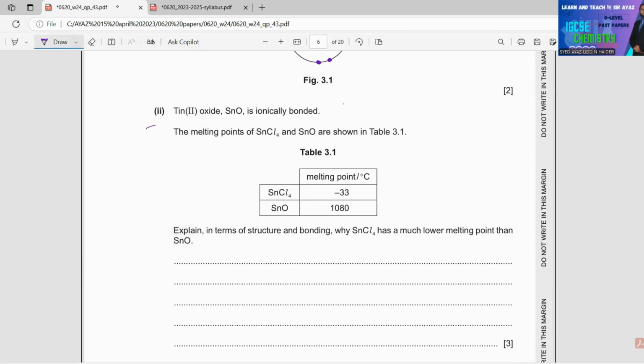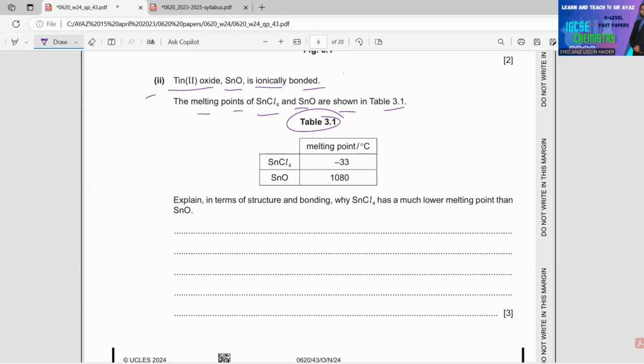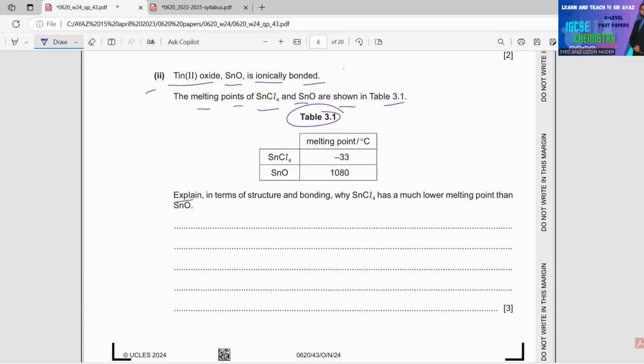Moving to the next part, which is part 2. Tin(IV) oxide, SnO2, is ionically bonded. The melting points of SnCl4 and SnO2 are shown in table 3.1. Explain in terms of structure and bonding why SnCl4 has a much lower melting point than SnO2. Now, this question is of 3 marks.